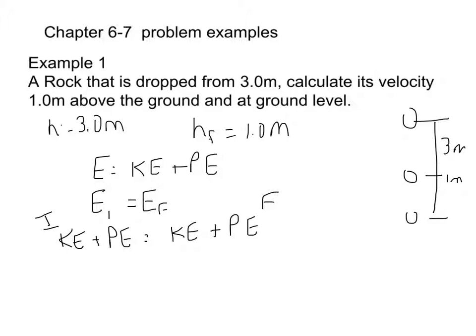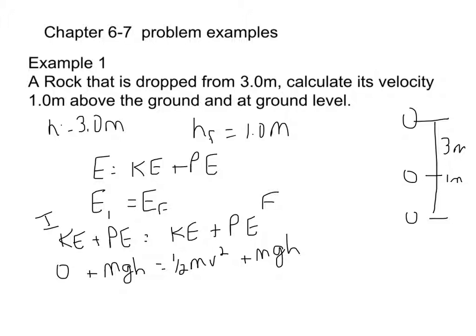So initially, the kinetic energy is 0, and I have mass times gravity times height. On the other side, if we're at 1 meter, I have a kinetic energy, it's 1/2 mv squared, but I also have a potential energy this time of mass times gravity times height. Now why? Because it's 1 meter above the ground.